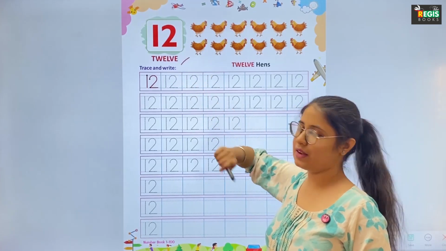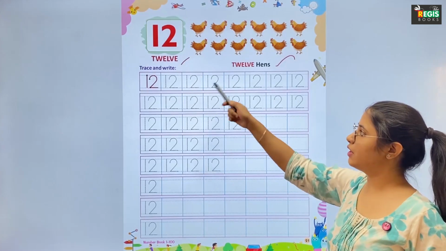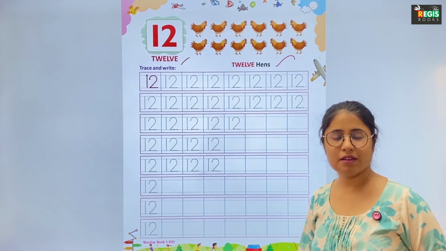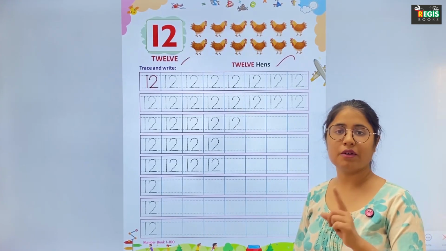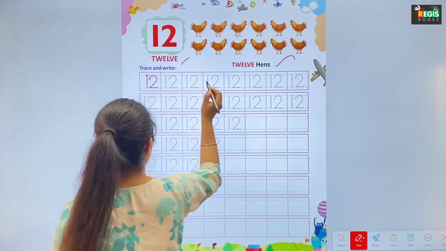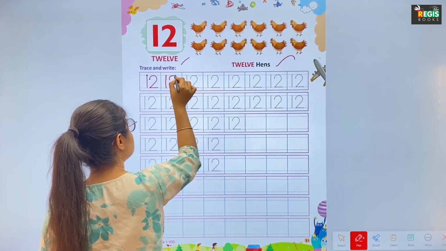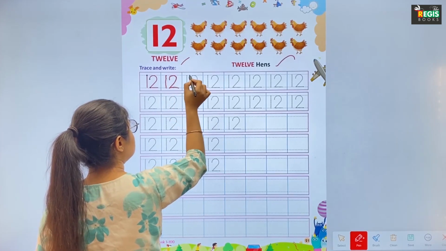1 2 12. T-W-E-L-V-E. 12. These are 12 hens. Trace and write. So we write the number 12 by writing 1 and 2 together. Now let's practice it. First write the number 1. Trace these dots and then write 2 like this. 1 2 12.